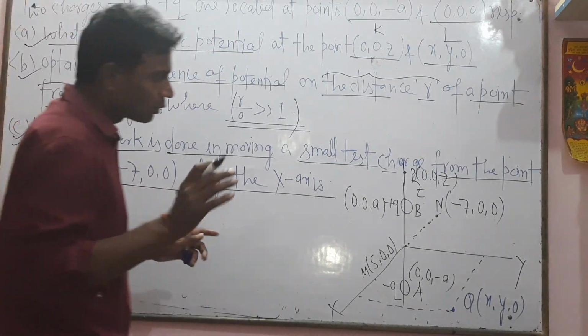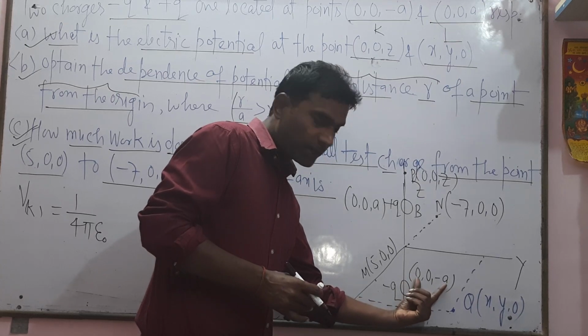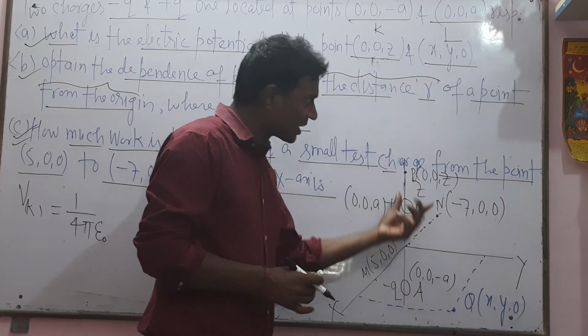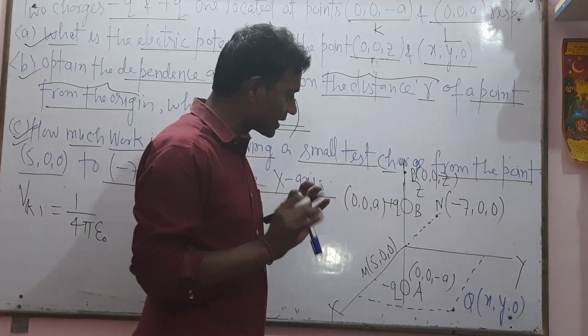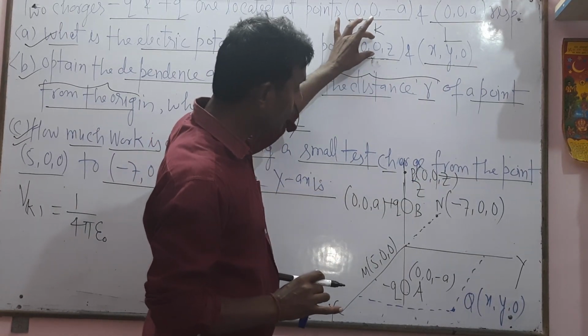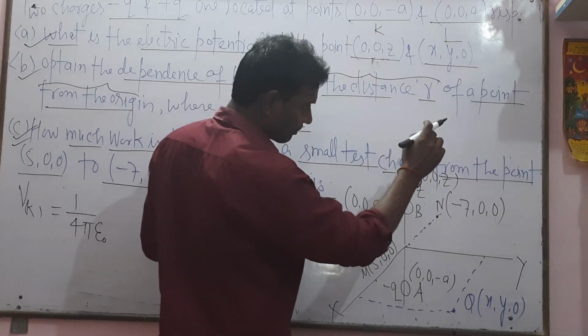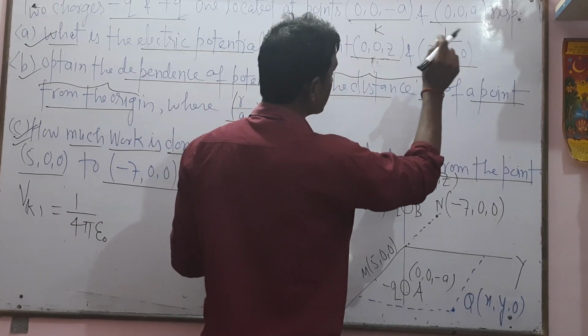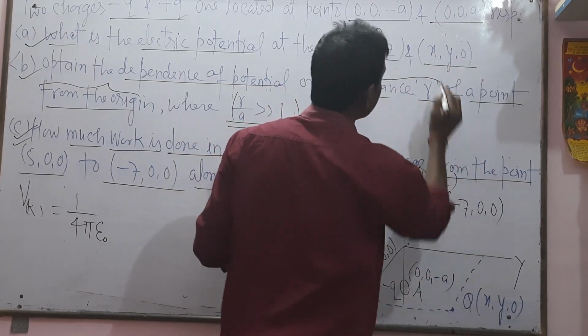So we have two charges. The first charge is located at point A, at (0, 0, minus a), and the second charge is at (0, 0, a). We need the potential at this point, let us suppose (0, 0, z). This is the p point, the given point, and this is the q point.